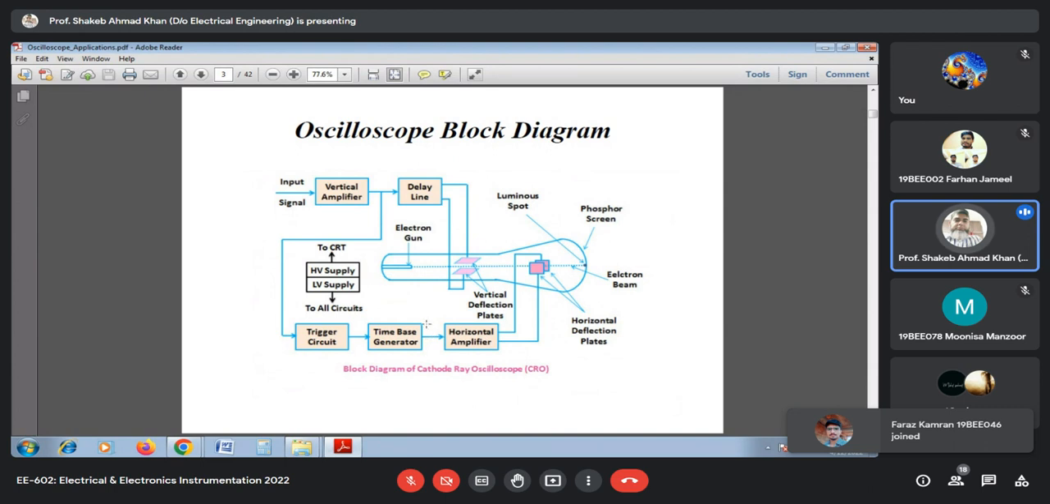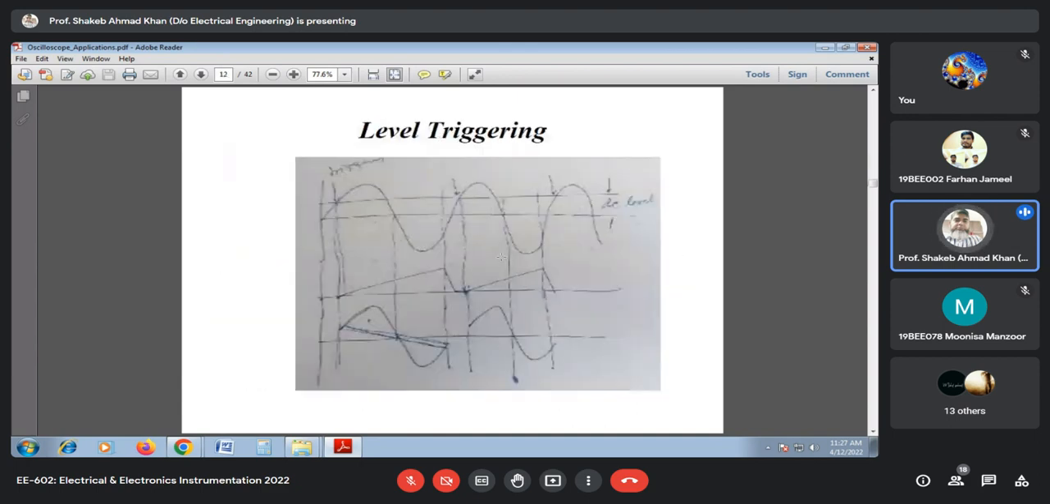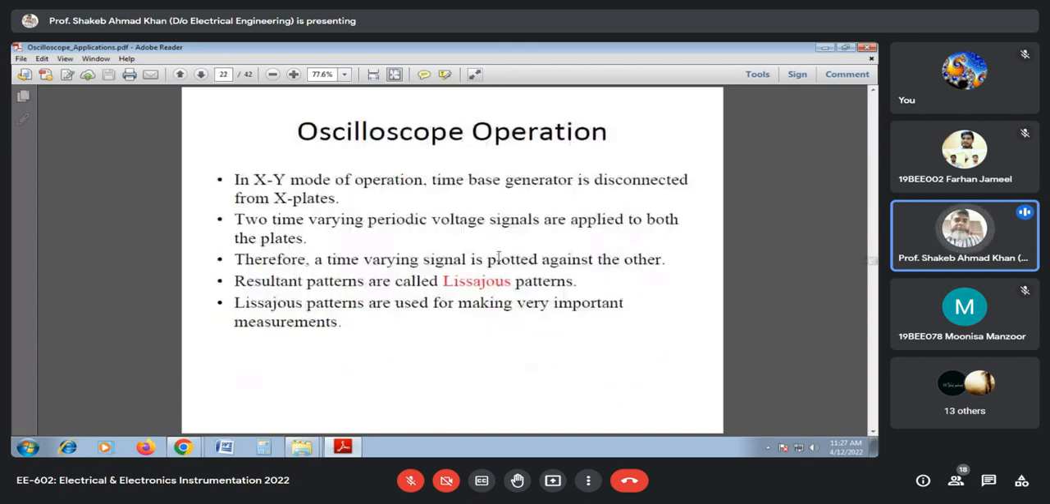It will get disconnected, and here one of the time varying voltage waveforms we apply here, and another time varying voltage waveform will be applied here, and the outcome of these two will be a certain pattern on the screen, that is called Lissajous patterns. And using these Lissajous patterns, we can make different measurements that I'll discuss now. So that's what is written here.